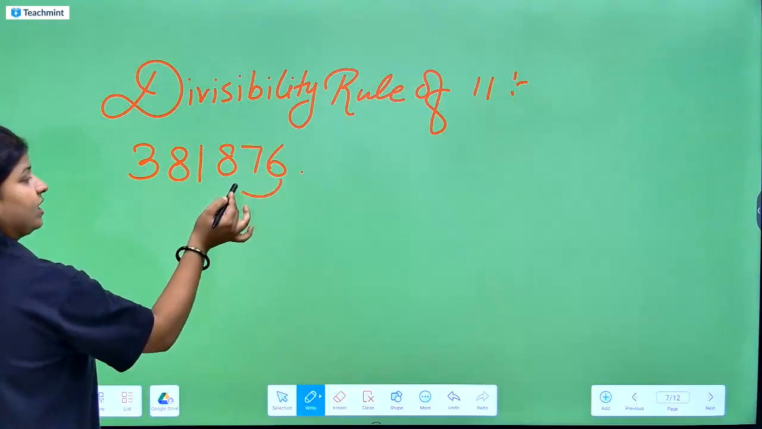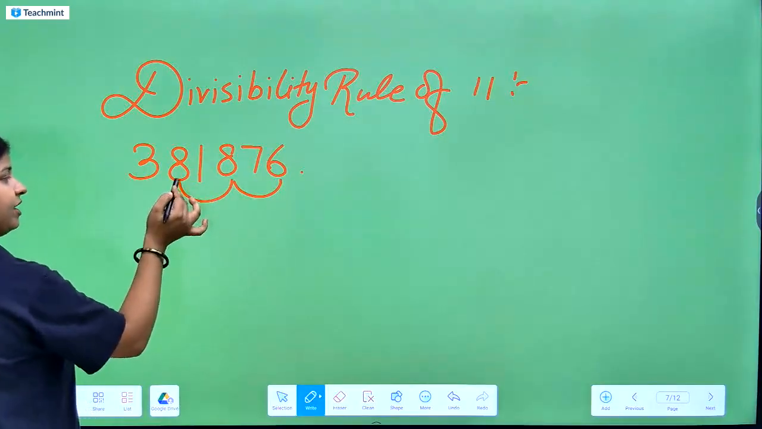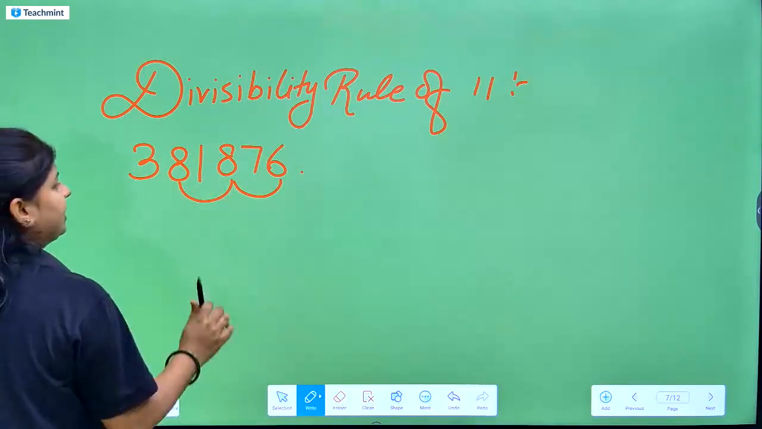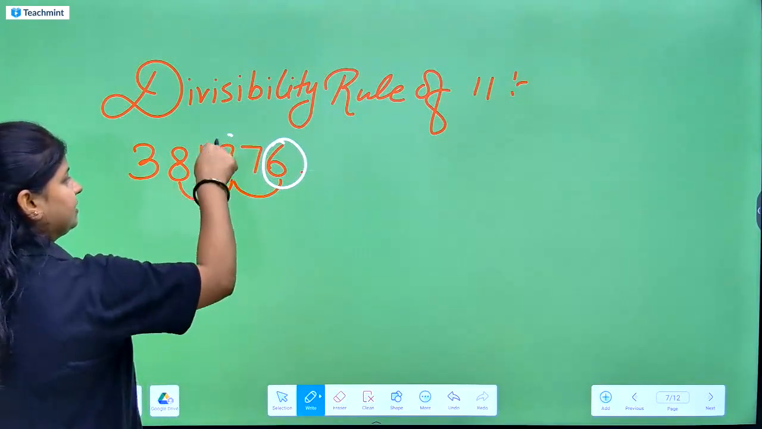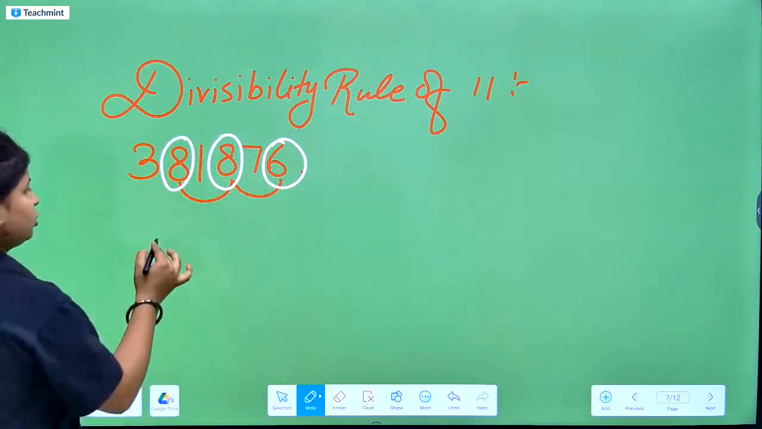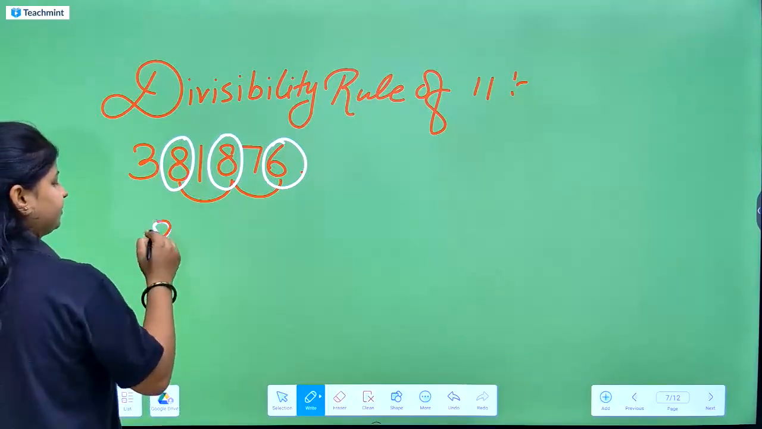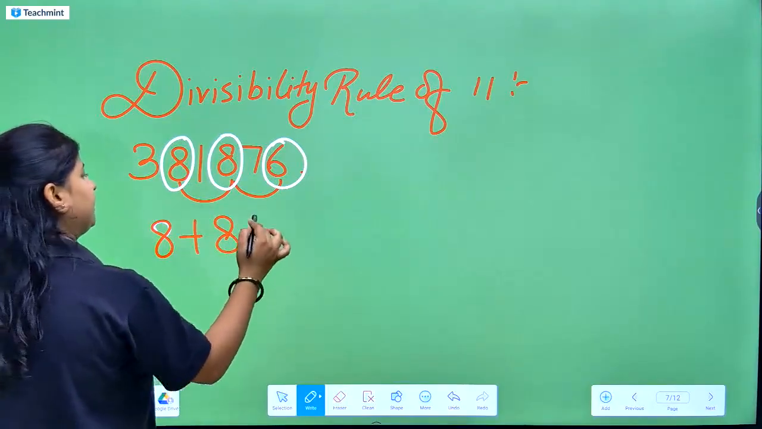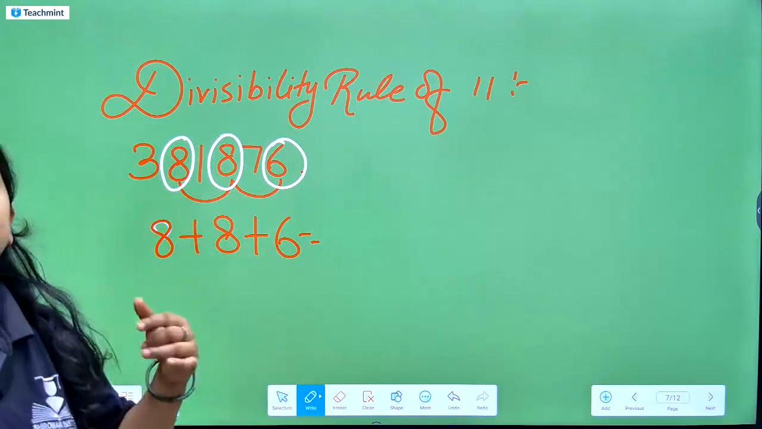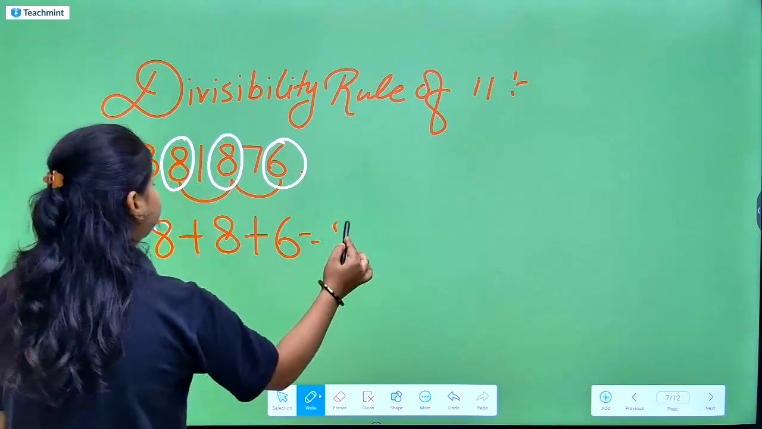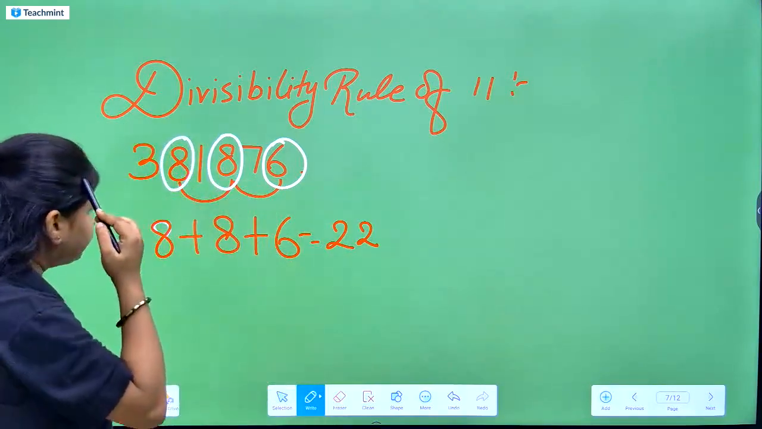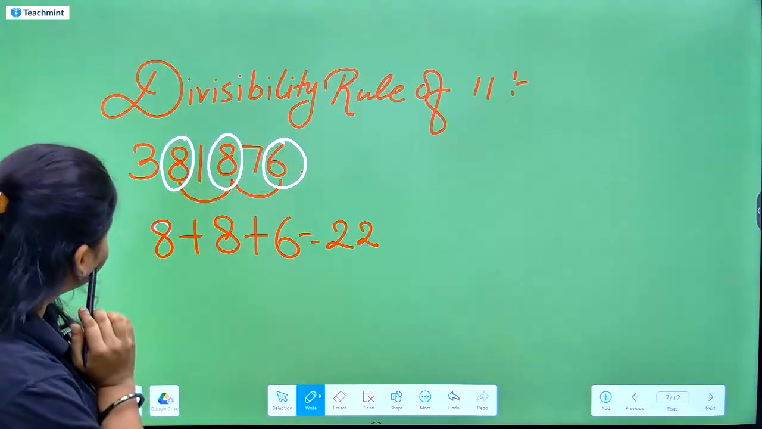The teacher says you will take one digit, leave one, and then again leave one. And now whatever digits are left. So I have 6, 8, and 8 in one group. So I will take 8 plus 8 plus 6. So how much is it? 8 plus 8 is 16 and 16 plus 6 is 22, I guess.